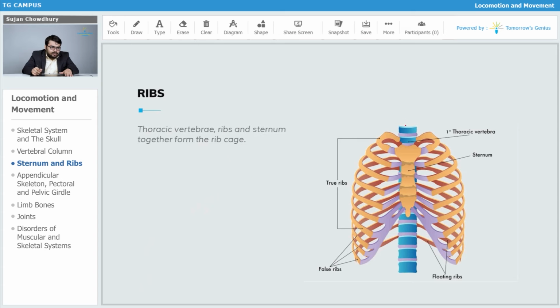The thoracic vertebrae, ribs and sternum together form the rib cage. Yes, at the dorsal side we have the thoracic vertebrae, we have the ribs at the lateral sides. How many? Yes, definitely 12 pairs. And the sternum or the breastbone at the frontal side. These make up the rib cage.